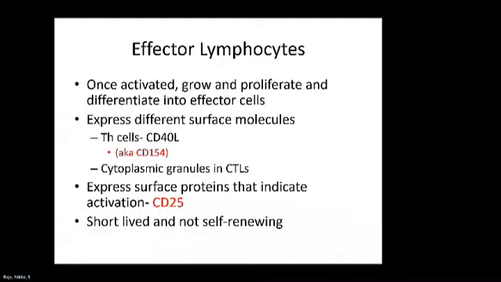CD154. So CD154 is correct. You have to memorize both of these names. CD40 ligand is the most common name that we hear all the time. You have to memorize the CD marker for it, CD154. And then CTLs express cytoplasmic granules in them, so granzyme and perforin and things like that. The effector lymphocytes also express CD25, which is the activation marker for T cells. These are short-lived and not self-renewing.